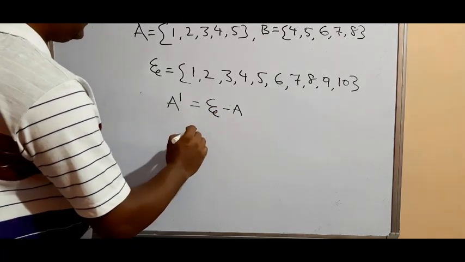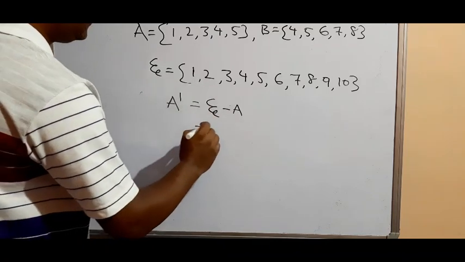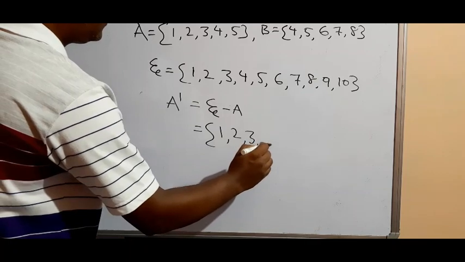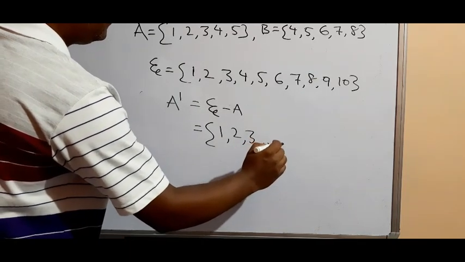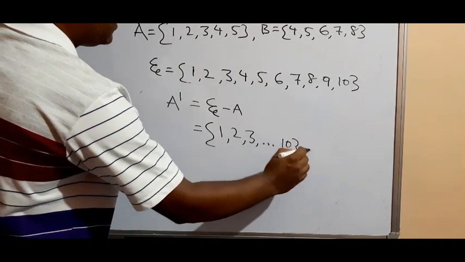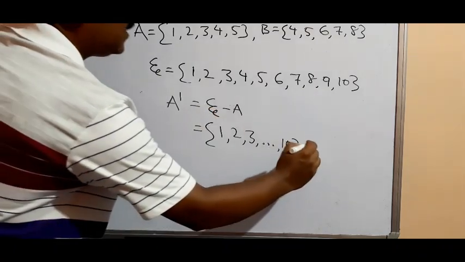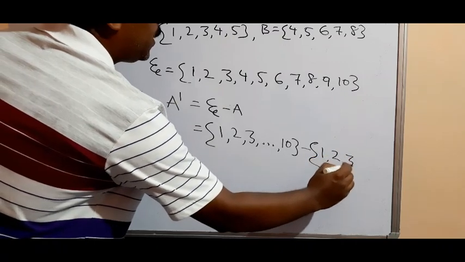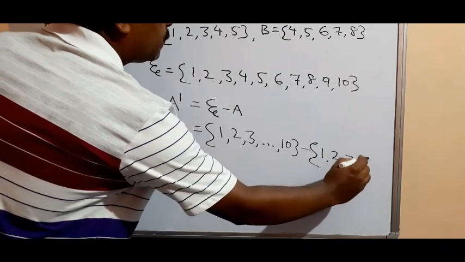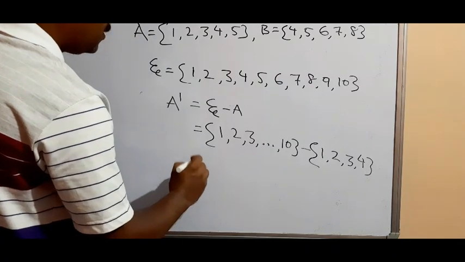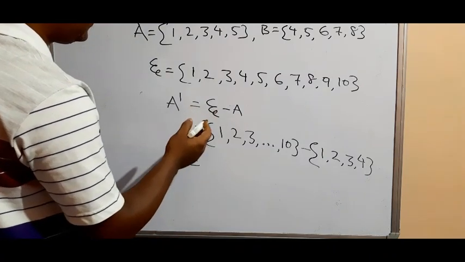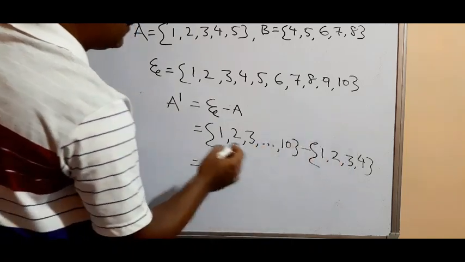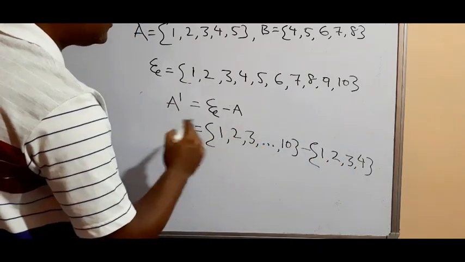But here A dash is given, so write the universal set elements, which are 1, 2, 3, dot, dot. It will continue up to 10, minus set A. The elements of set A are given: 1, 2, 3, 4. So for the complement difference, you already know how to find the difference. So what are the common elements? 1, 2, 3, 4. So these 4 elements we have to leave.